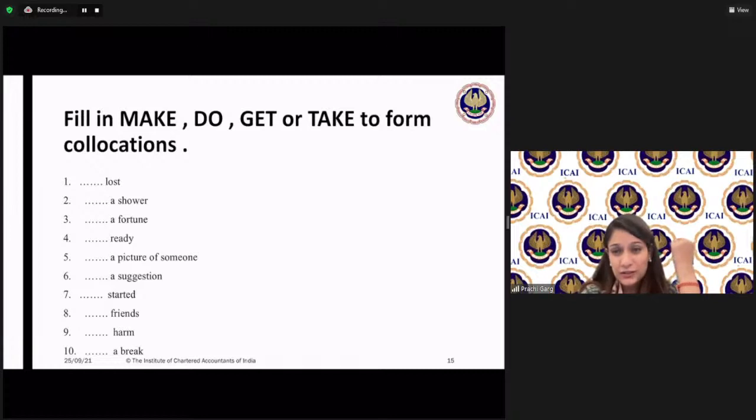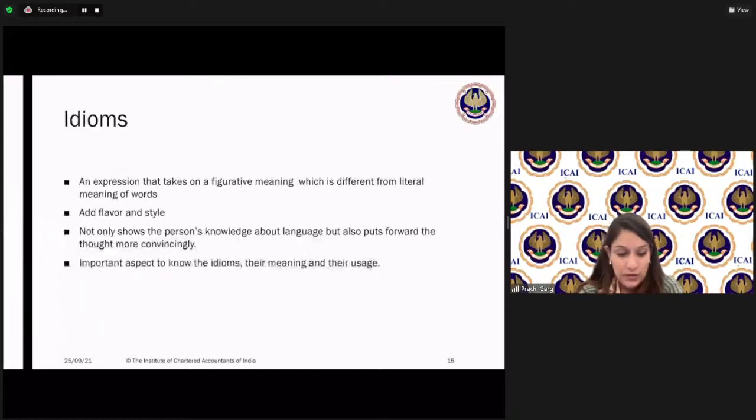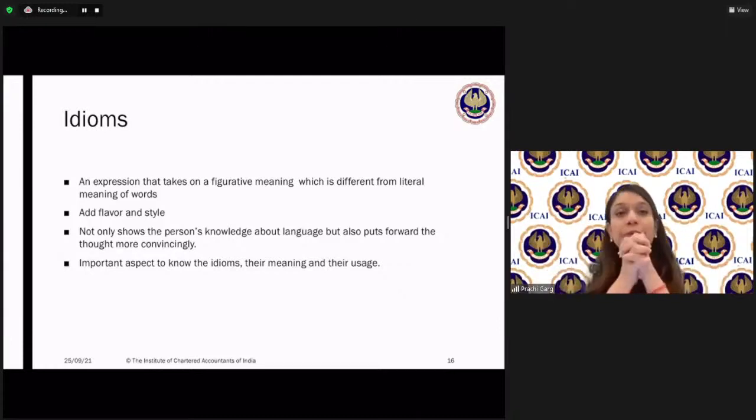All right, this was, I think, quite easy. So I'm sure you've understood what collocations are. Now let's come on to the last part, which is the most interesting part of vocabulary, that is idioms, right? Now, idioms are the group of words that have a certain meaning attached to it. Idioms are passed on from generation to generation.